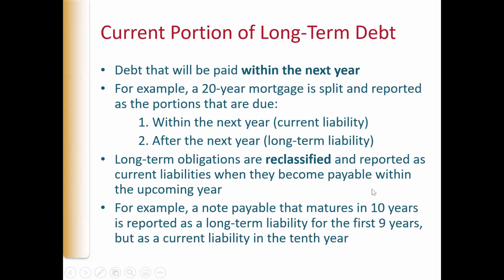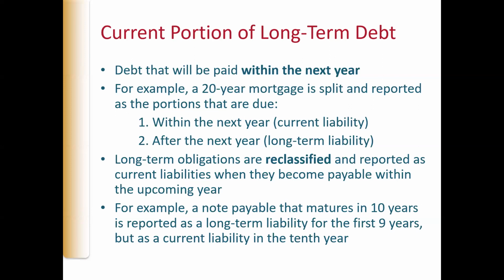So a note that matures in 10 years is reported as a long-term liability for the first 9 years. But then in that 10th year, when it's going to be paid off, it's transferred over to a current liability. All this stuff really makes sense. It's pretty straightforward. Okay.